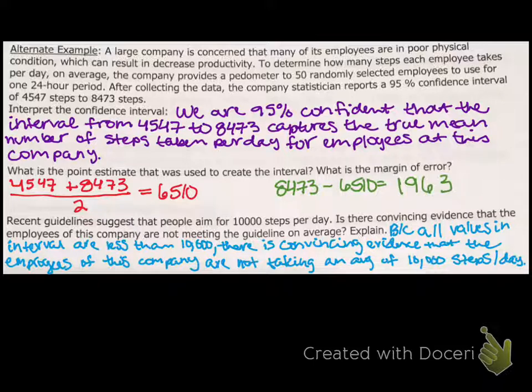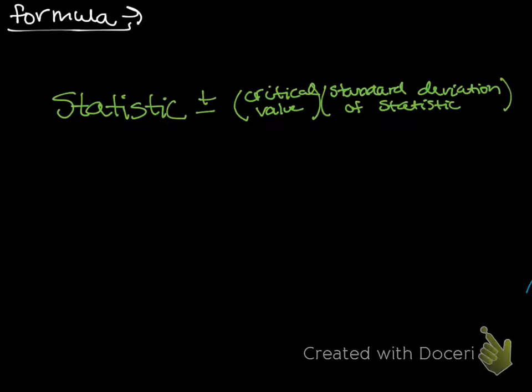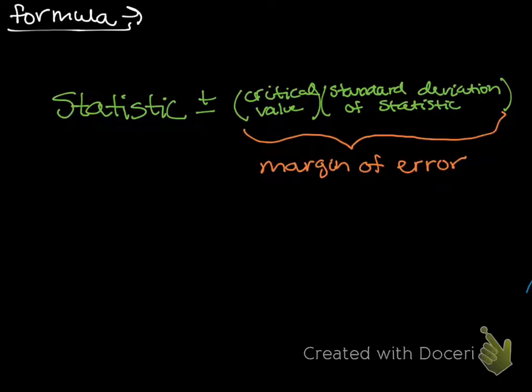Okay? All right. So what's the formula for calculating a confidence interval? It's a statistic plus or minus the margin of error. And the margin of error consists of this thing called a critical value and the standard deviation of the statistic. We'll go more into critical value next time.